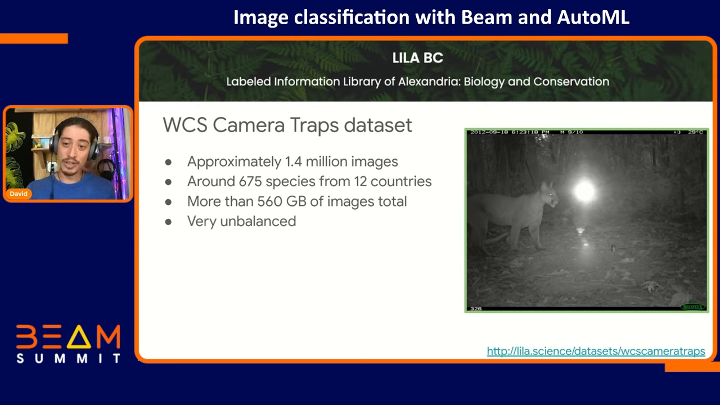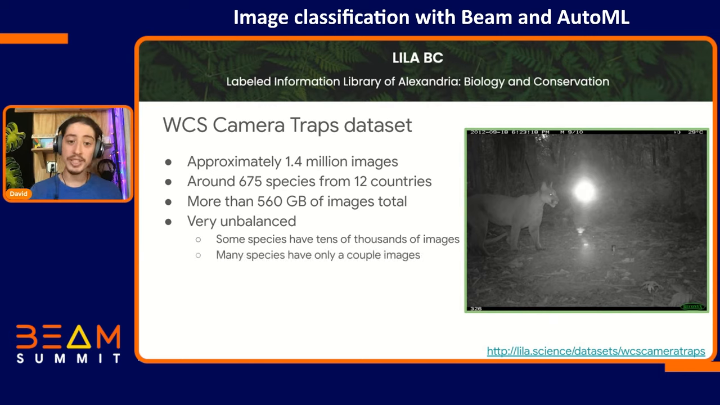One of the things to note about this data set is that it's very unbalanced, which means that some species have tens of thousands of images. And then there are many species that only have like one, two, or three images. So that's one thing that we have to take into account for this.